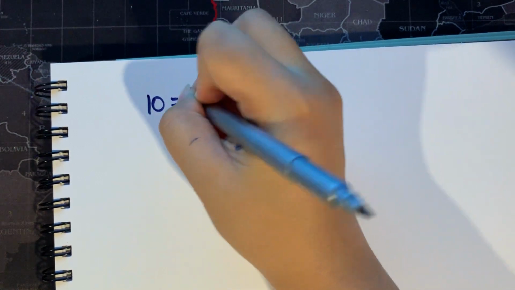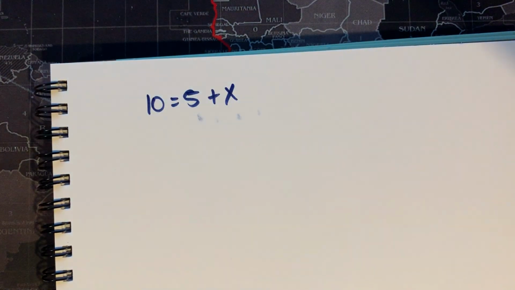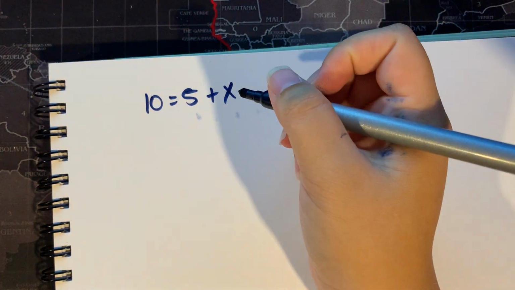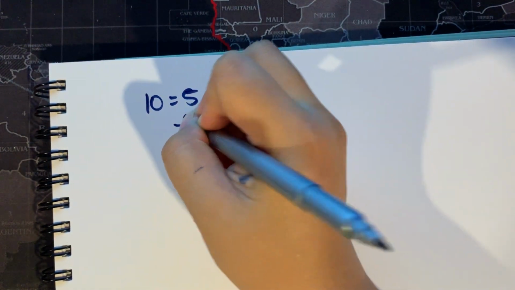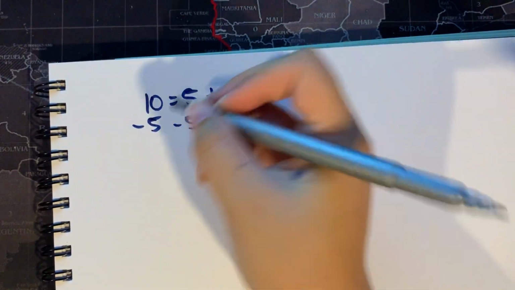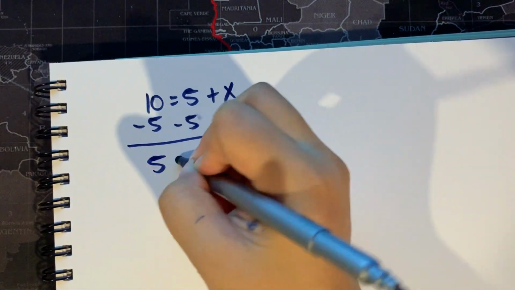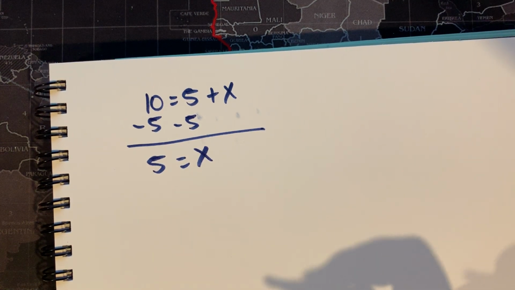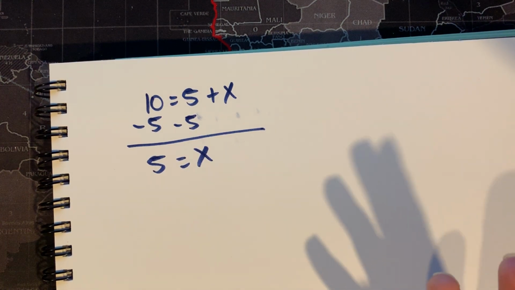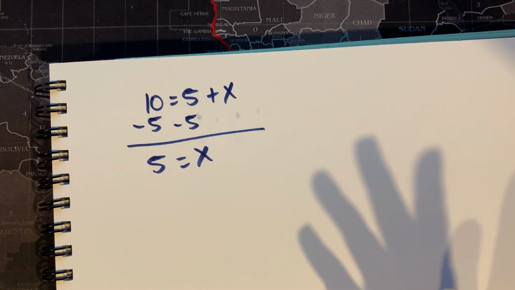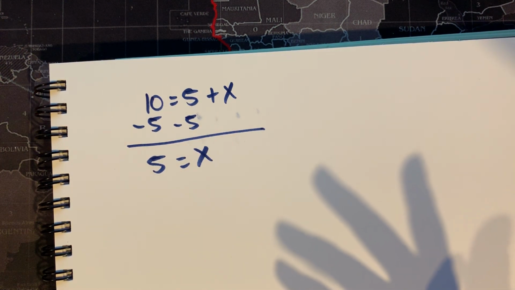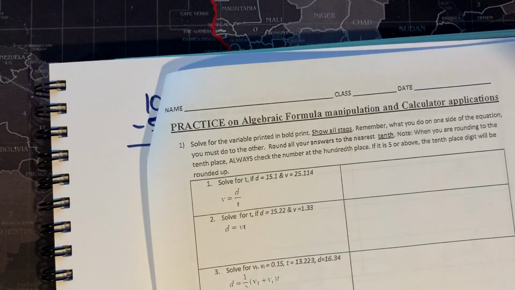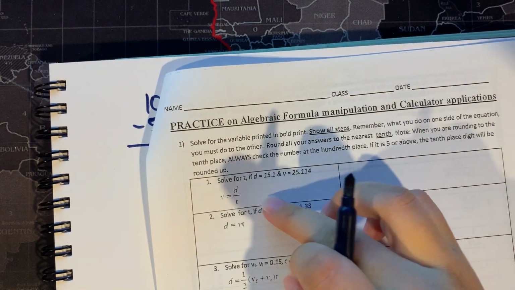So, very simple, very basic. 10 is equal to 5 plus x. What is x? So all you would have to do is subtract 5 from both sides, right? So then your x is equal to 5. Physics is the same way, except we just have equations that are a little bit more complicated. So on your practice, let's do number 1.